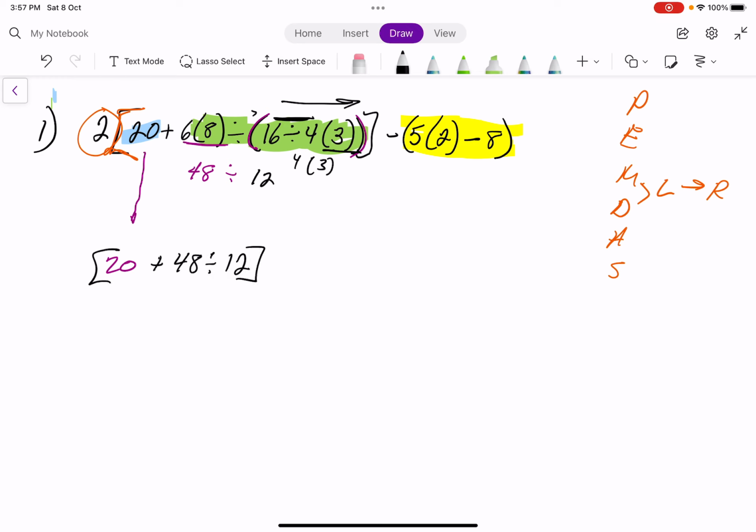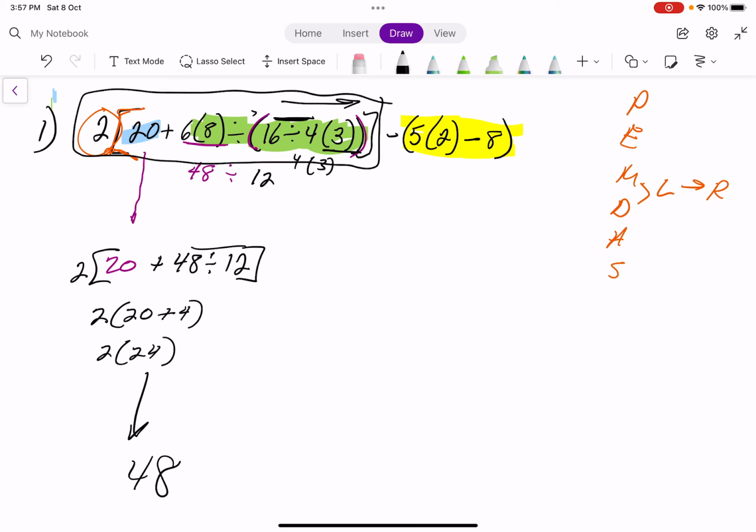And that was everything inside the brackets as we're starting to break it down. And then first we would have to do 48 divided by 12, which is 4. So we have 2 times 20 plus 4, which then becomes 2 times 24, which will give me 48. So this entire first part here, after we followed our order of operations, gave us 48.